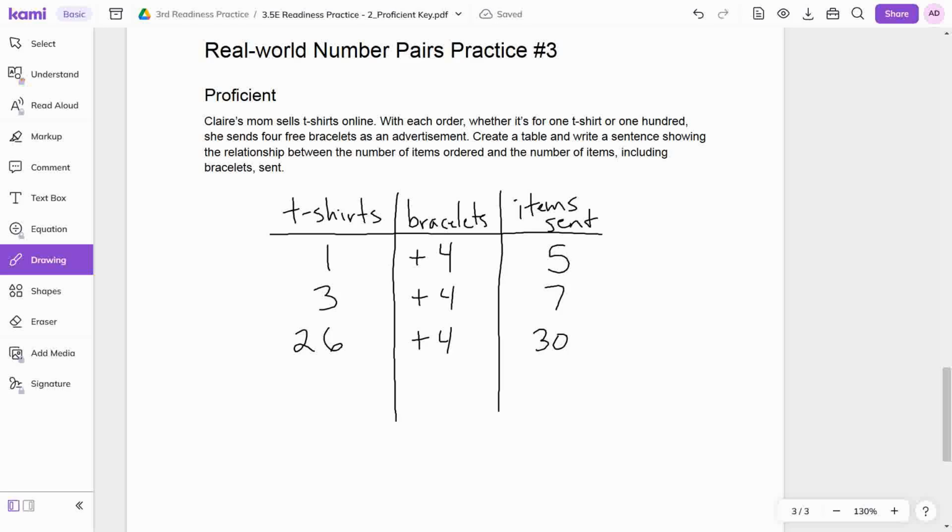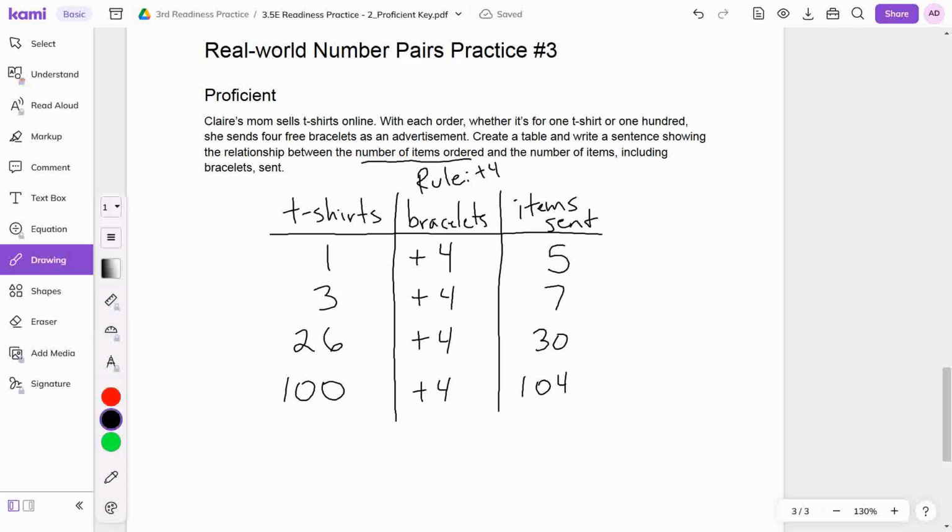And then let's go to the extreme. What if you do order 100 t-shirts? Well, you're going to get 4 free bracelets for advertisements, and then you're going to get 104 items sent. So take a look at what we did. This bracelets column kind of acts as our rule, because what we're trying to do is see the relationship between the number of items ordered. So this is what is ordered right here, and then the number of items sent. And here's my sent right here.